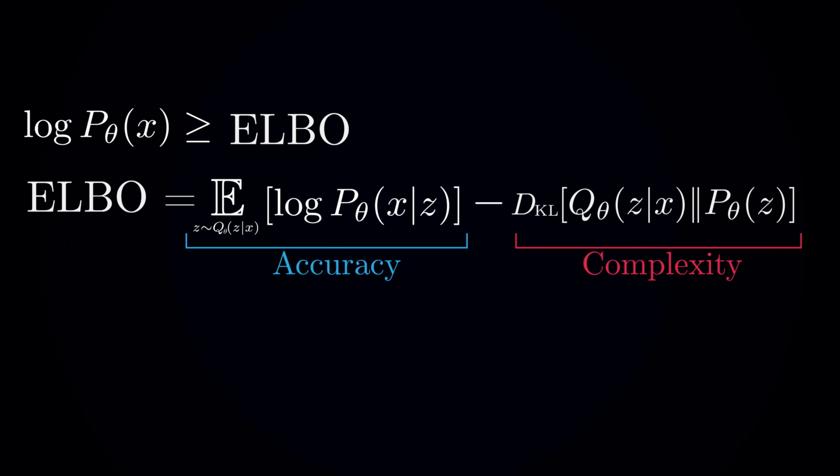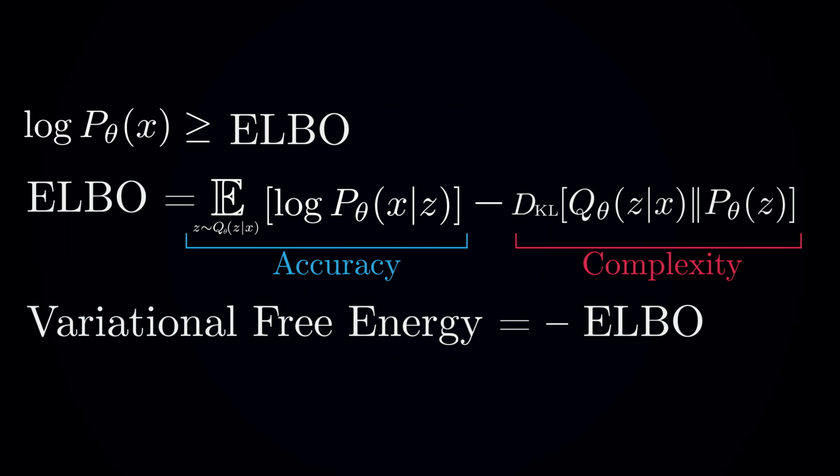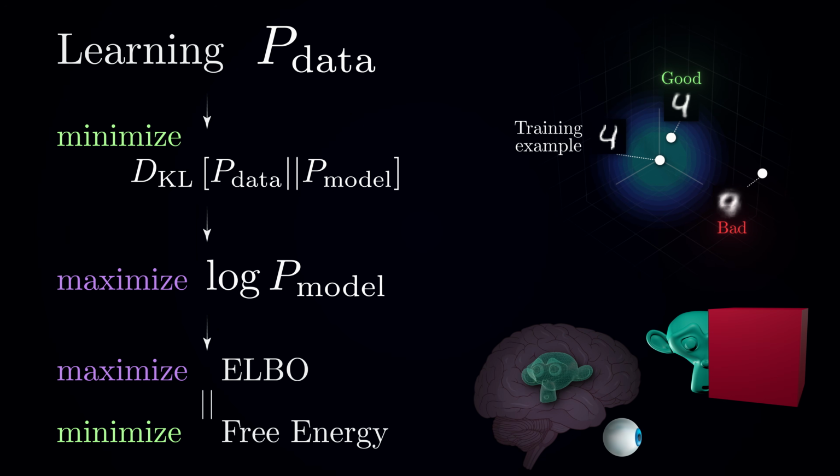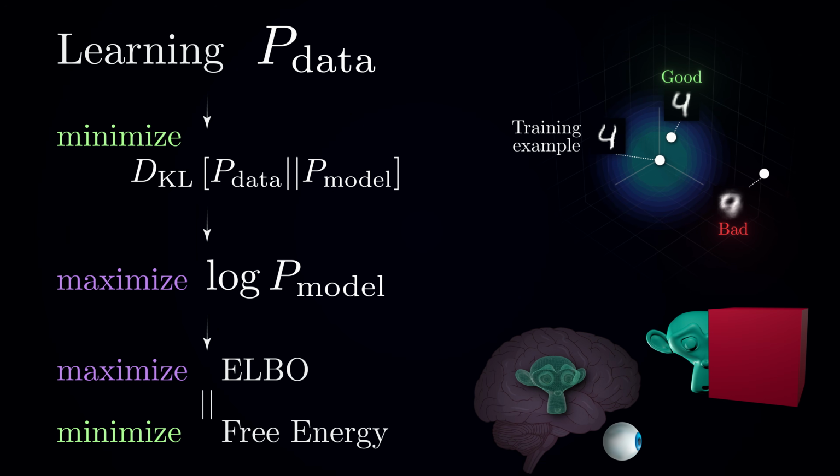Notably, the negative of this lower bound is known as variational free energy in neuroscience, framing them as two sides of the same coin, revealing a unifying framework of how intelligent systems, whether brains or machines, can navigate uncertainty in an efficient way.